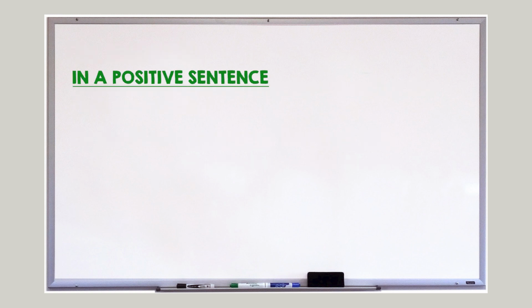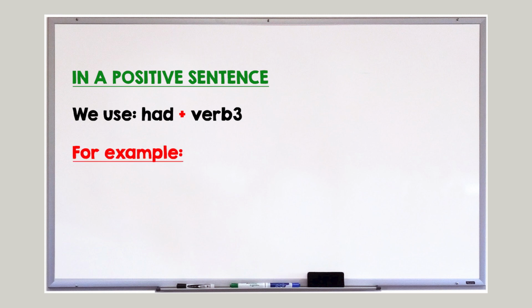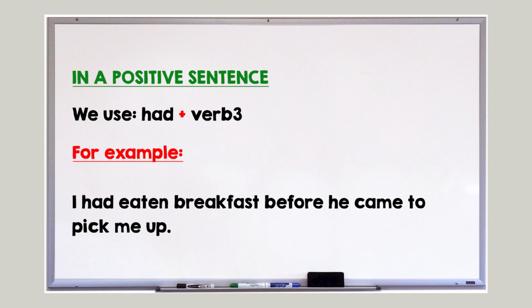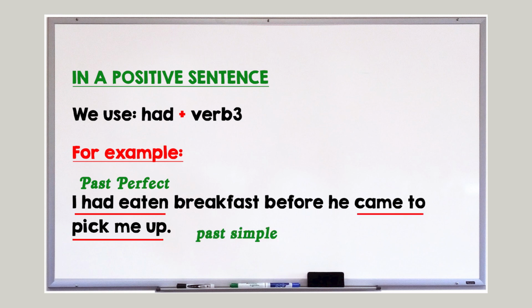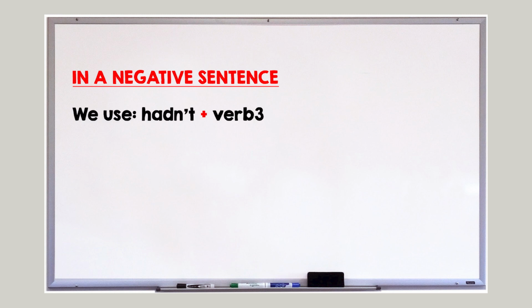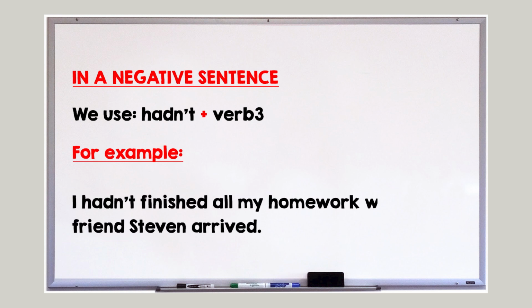In a positive sentence, we use had plus verb 3. For example, I had eaten breakfast before he came to pick me up. I had eaten, past perfect, came to pick me up, past simple. In a negative sentence, we use hadn't plus verb 3. For example, I hadn't finished all my homework when my friend Steven arrived.